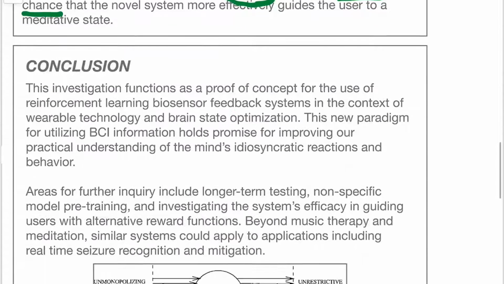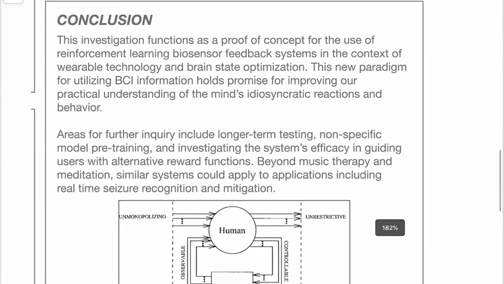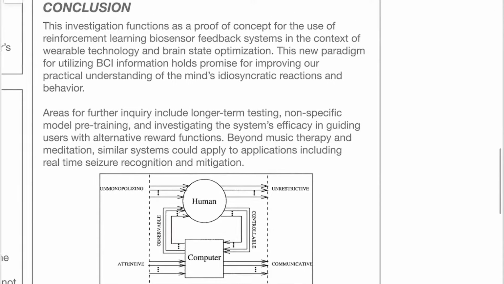In conclusion, this investigation functions as a proof of concept for reinforcement learning in biosensor feedback systems, especially in the context of wearable technology and brain state optimization. This type of cognitive response modeling could help to understand the brain's behavior, and some areas of further inquiry include longer-term testing, experimenting with alternative reward functions, for instance, attempting to promote focus, awareness, or other known correlates of EEG data, and finally, seizure recognition and mitigation.